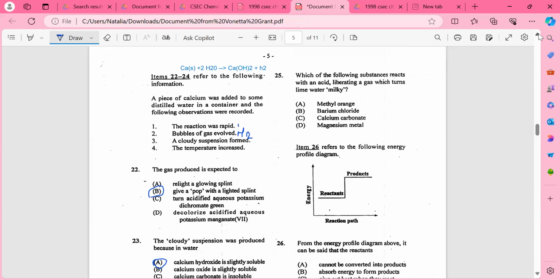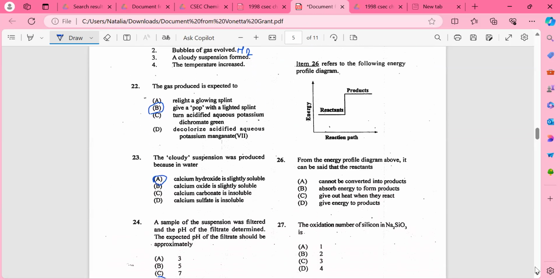Which of the following substances reacts with an acid to liberate a gas which turns lime water milky? So the gas that does this is carbon dioxide. So we're looking for a substance which reacts with acid to produce carbon dioxide. That is a carbonate, so our answer is C.